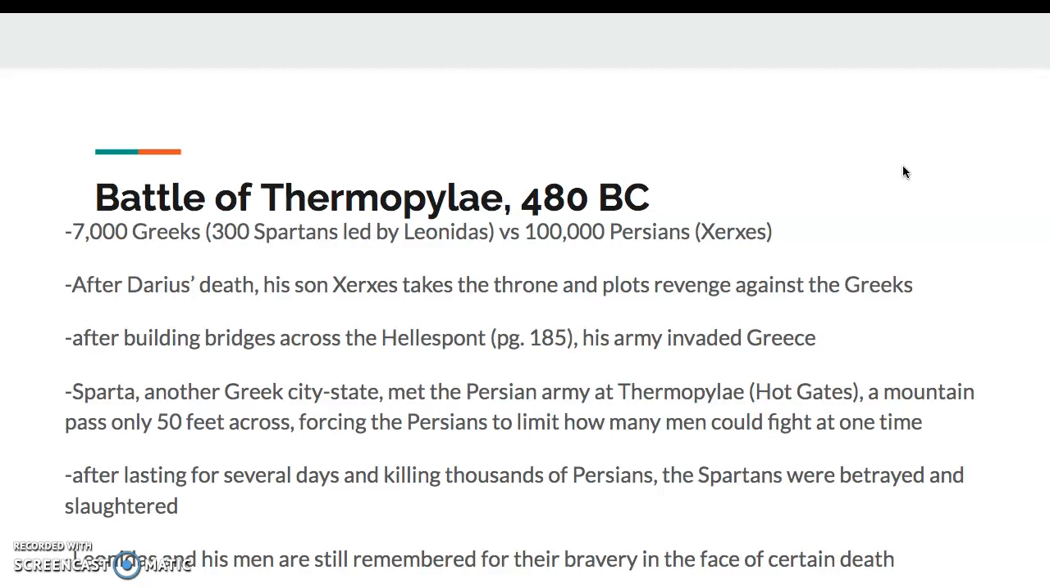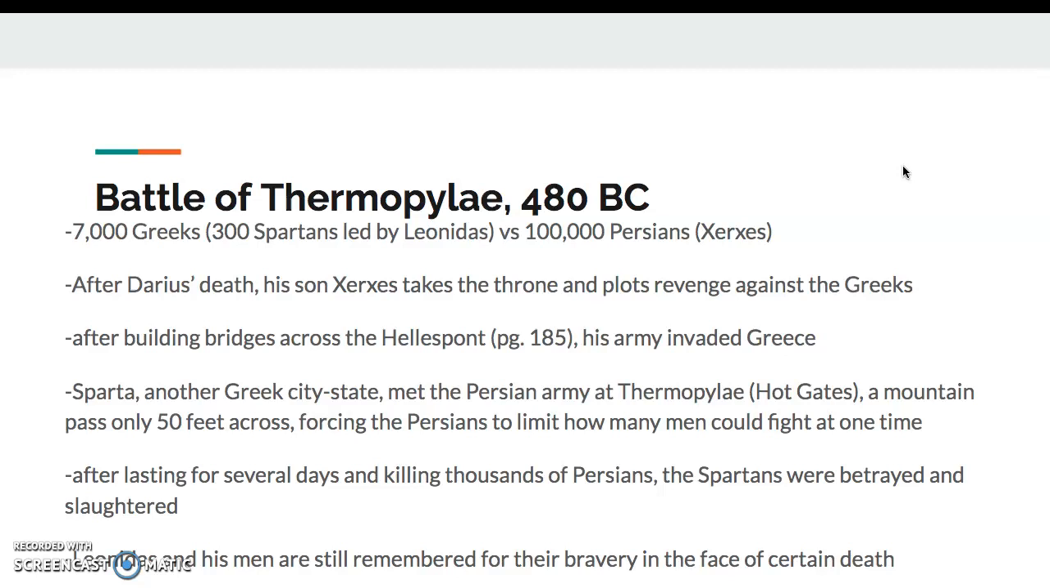After building bridges across the Hellespont, which is a narrow waterway toward the north, which you'll see in page 185 of your textbook, his army invaded Greece from the north and began to conquer cities on their way down. Sparta, another famous Greek city-state, agreed to meet the Persian army at Thermopylae in a place called the Hot Gates, in between the ocean and a mountain pass, which is only about 50 feet across, which forced the Persians to limit how many soldiers could fight at one time, thus limiting their numbers.